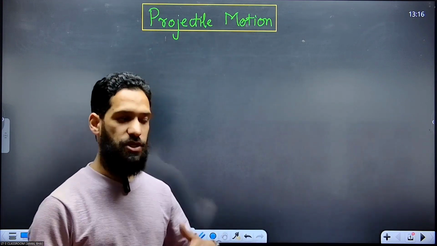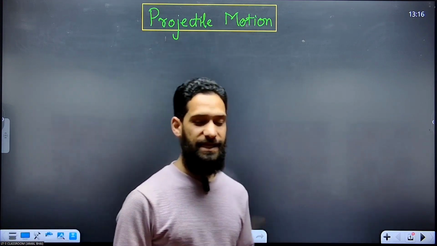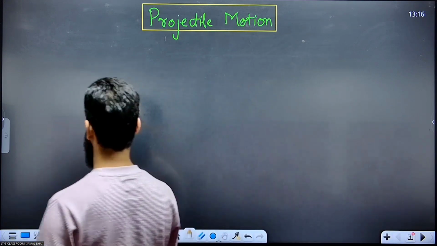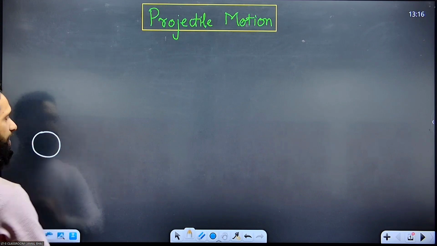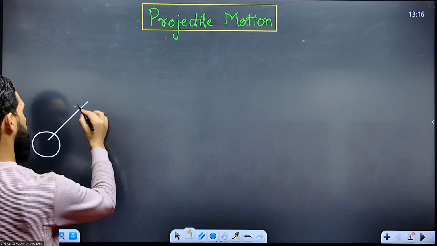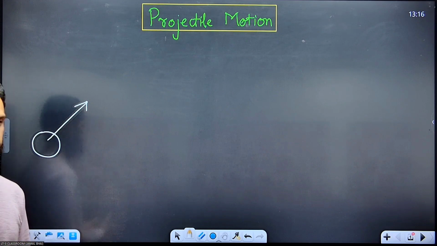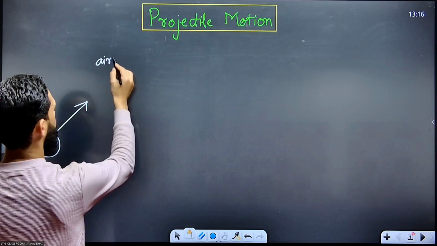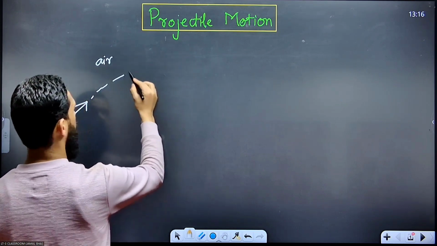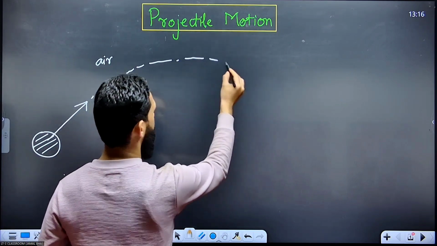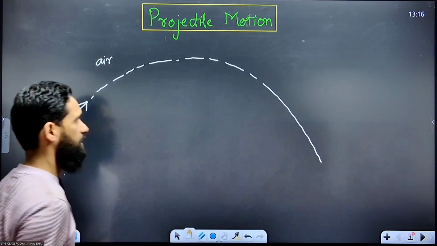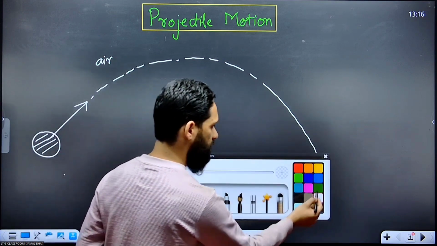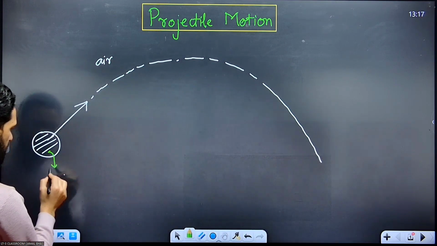A projectile is anything which we throw in a plane such that it is acted upon by an acceleration in one of the axes. Say, for example, I'll take a basic example: we have a ball and the ball is thrown like this with some velocity. Obviously, this ball will go high up in the air, and as we have all seen, whenever we throw a ball, it follows a path like this. So the thing which we have thrown is called a projectile.